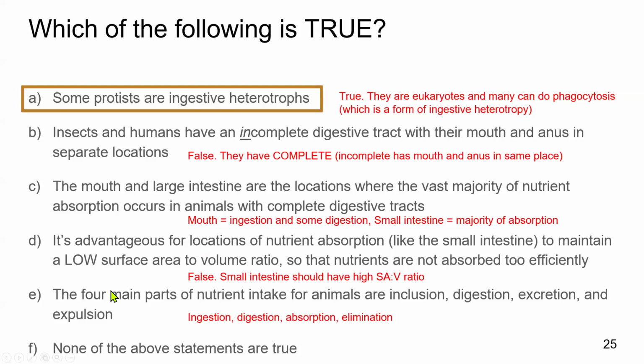membranes. And then the four main parts of nutrient intake for animals are ingestion, digestion, absorption, and elimination, not inclusion or expulsion or excretion. So ingestion, taking it in; digestion, breaking it down chemically; absorption, moving it across the small intestine cell membranes into the bloodstream so it can be spread around. These are the individual nutrient constituents, and then all the leftover stuff is eliminated.